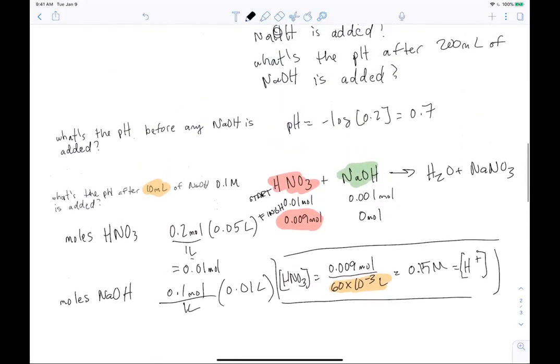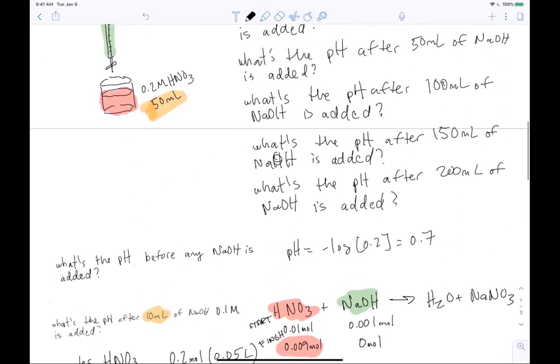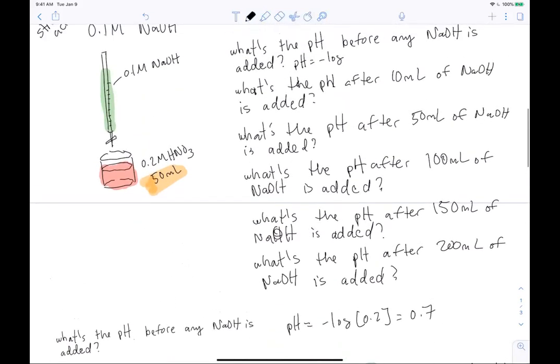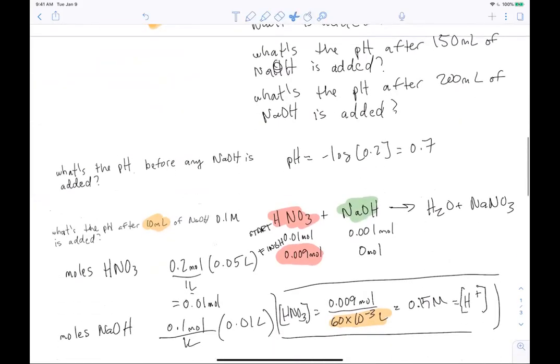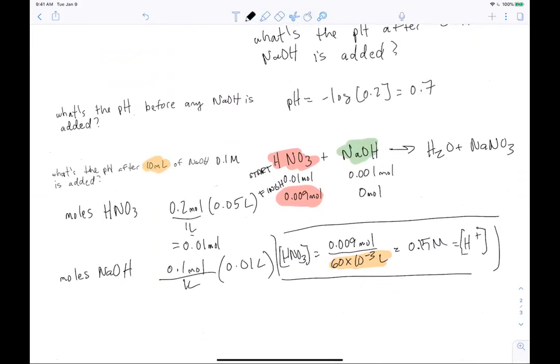Okay, so this process that we just did here, you can just keep doing this over and over again. So if we add a little bit of acid, it's all right. We've seen our pH change here. We started at a pH of 0.7. We add some base. We actually do the transform here. Let's see what our new pH is now.